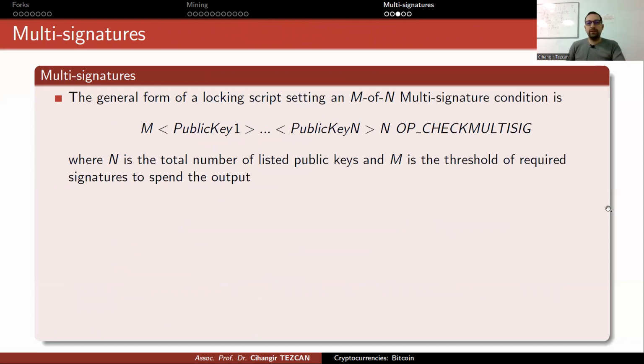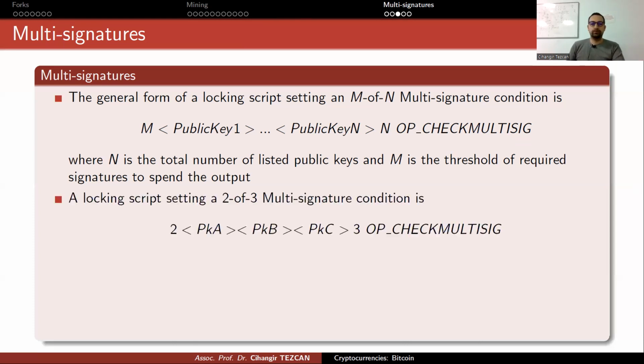So the general form of a locking script setting an M of N multi-signature condition is M, the number of people whose signatures are required, and N public keys, which are the public keys of the N people. Then the multi-sig opcode. So there is an opcode for multi-signatures. Recall that for the traditional case, it was just a check sig, right? Now it is multi-sig, where N is the total number of listed public keys and M is the threshold of required signatures to spend the output.